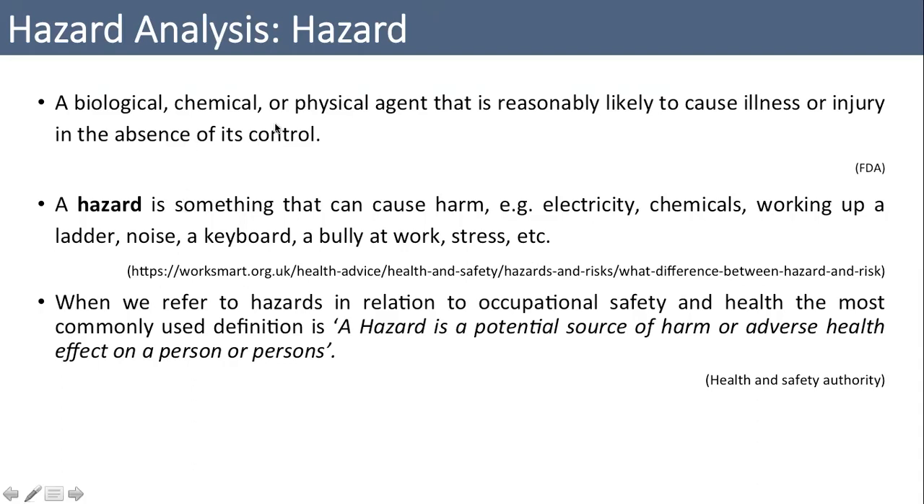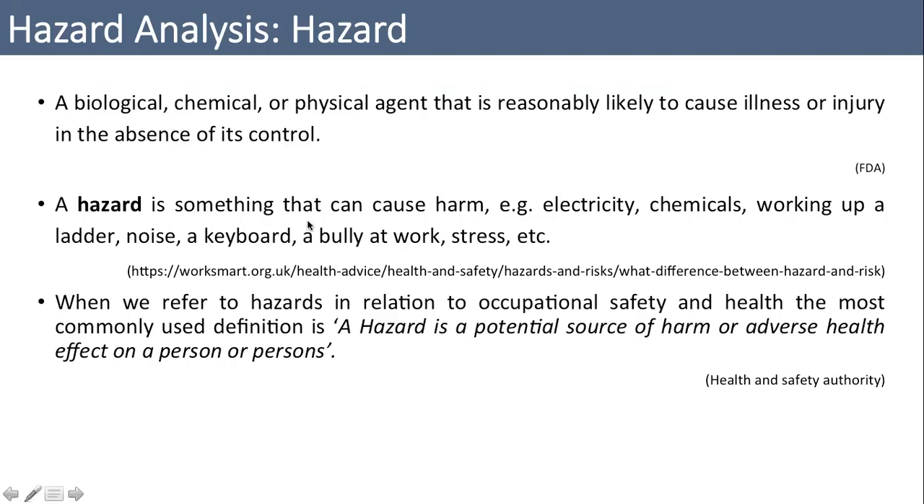A biological, chemical, or physical agent that is reasonably likely to cause illness or injury in the absence of its control. In the absence of its control. If we have implemented control measures, no problem at all, right? We have identified the hazard and implemented the control measures, and we have taken actions. So there is no problem at all. But we need to identify it correctly and make the actions scientific.